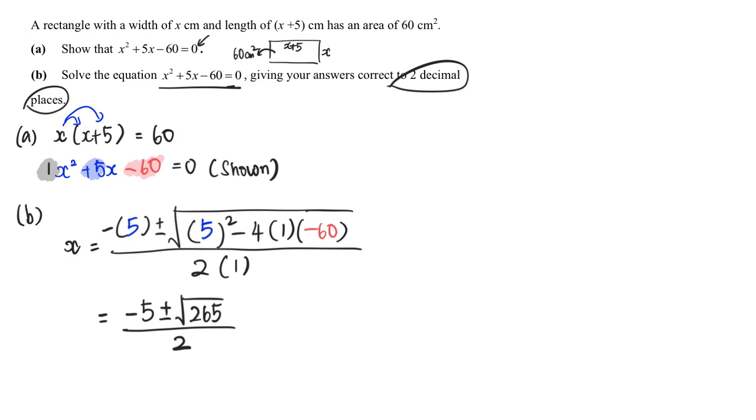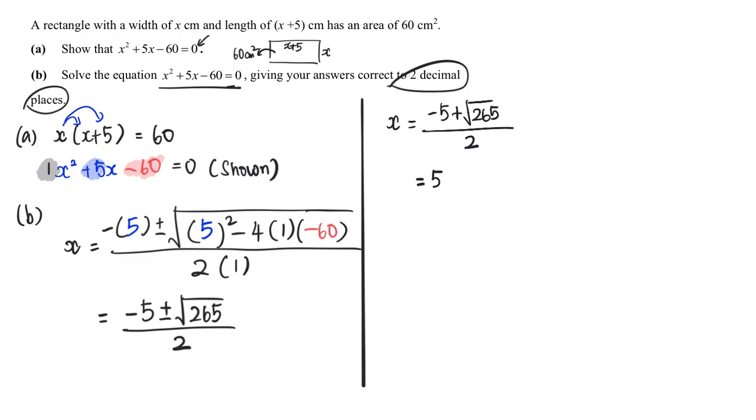So I will have two answers. One is plus the square root, one is minus the square root. So therefore this will be the answer. Negative 5 plus square root 265 over 2. This will give me a value of 5.6394, to 5 sig fig first, followed by 2 decimal places.